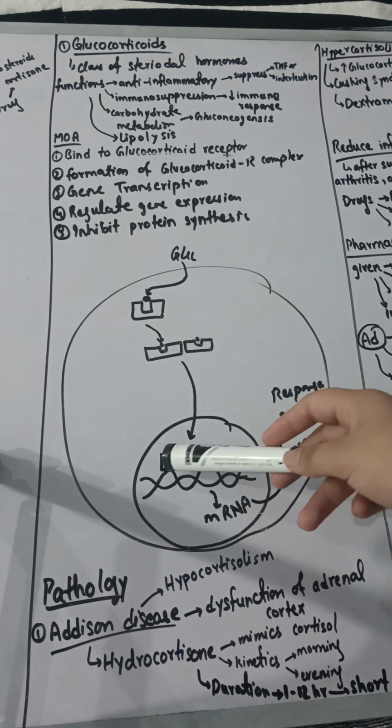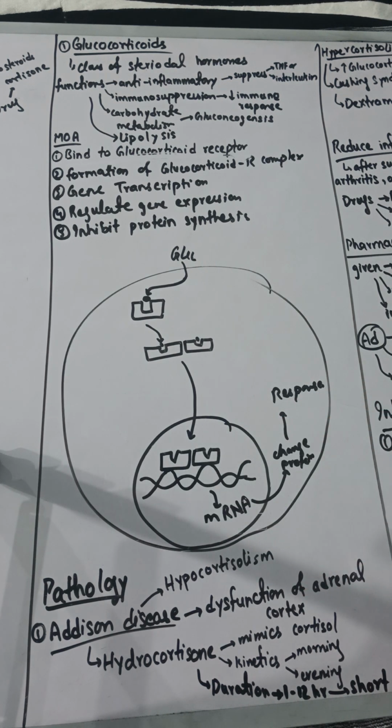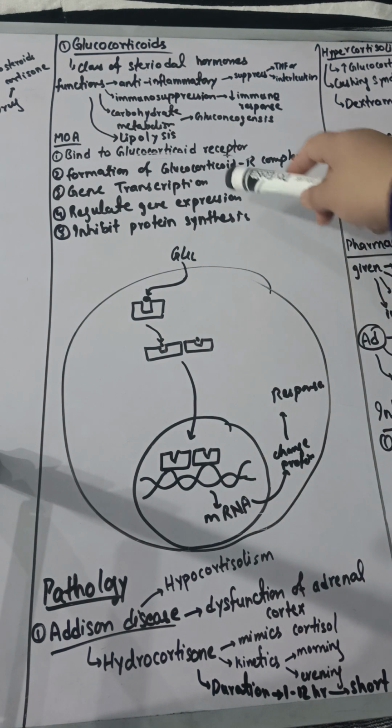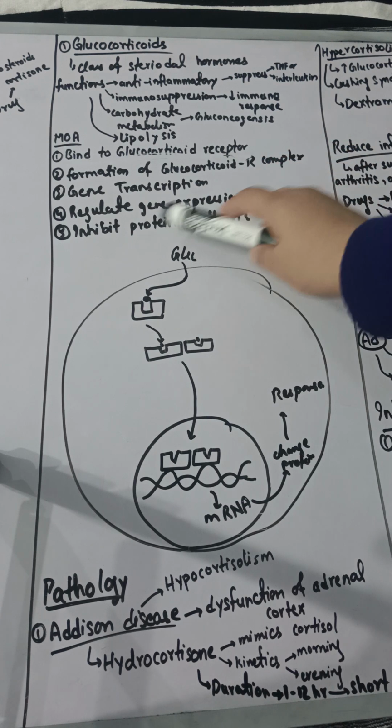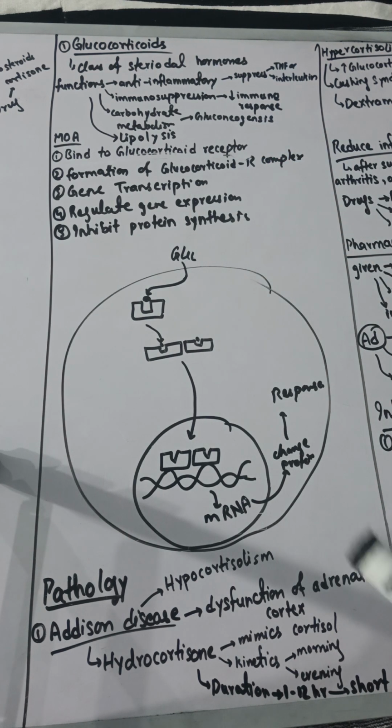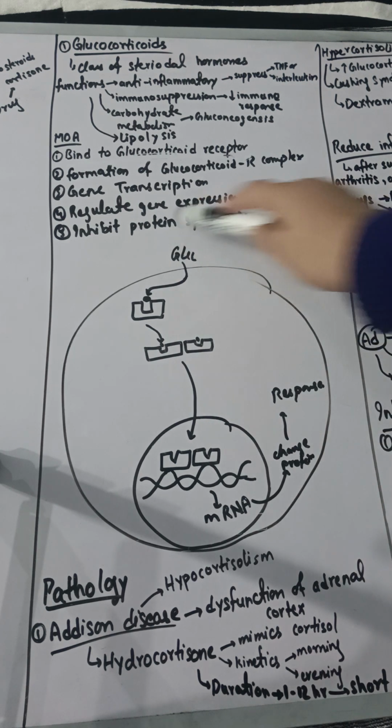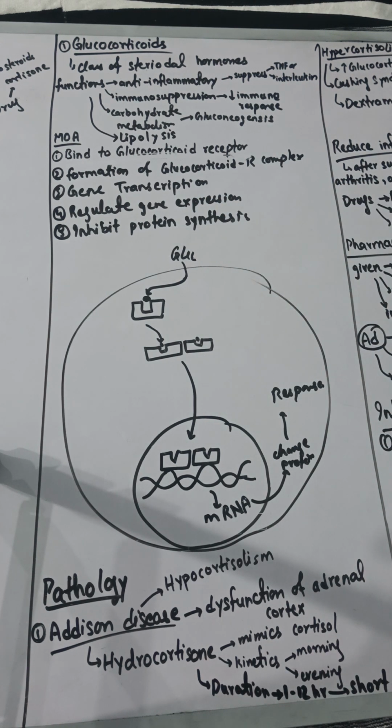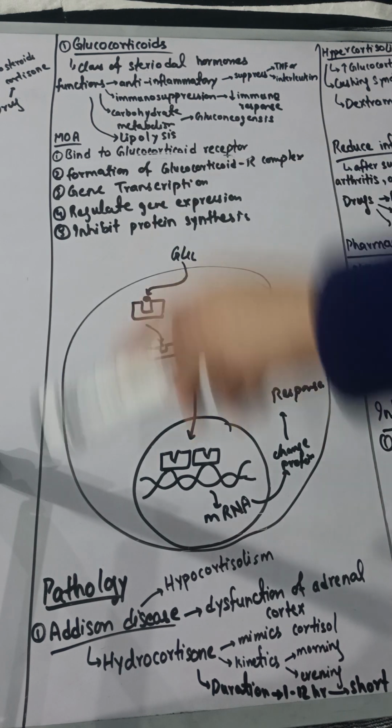So it causes a change in gene expression, causing production of its own messenger RNA, causing gene transcription, regulating the gene expression, and after that, a change in the synthesis of protein and inhibition of the synthesis of protein, because protein is causing inflammation and an increase in the immune response. So if protein synthesis is inhibited, then all of these responses will be killed out. So this was all about the mechanism.